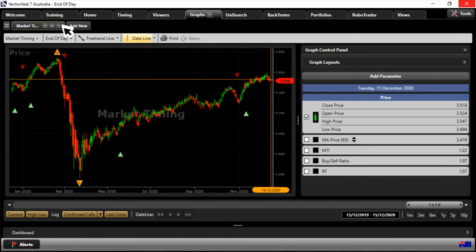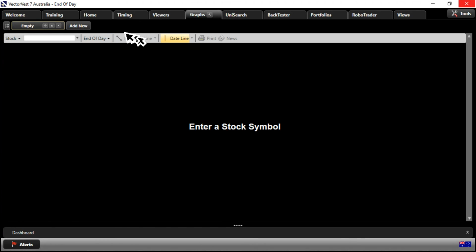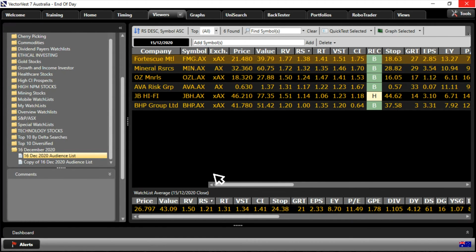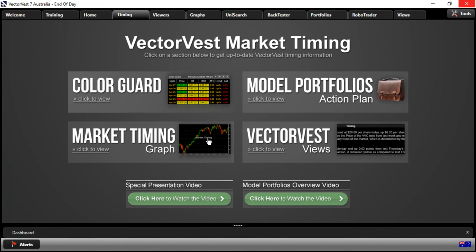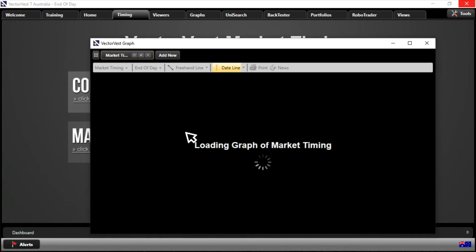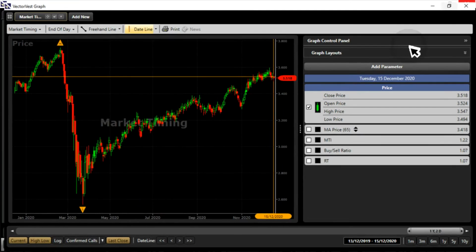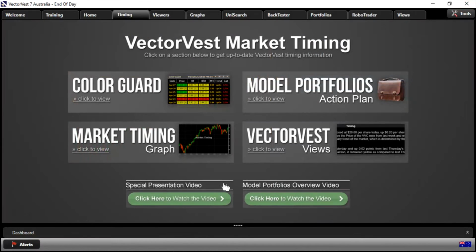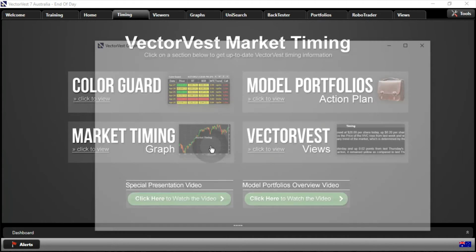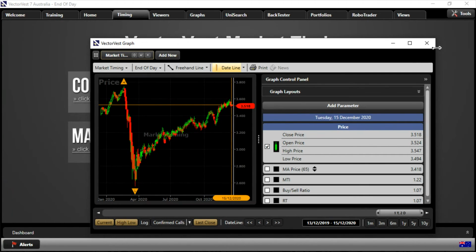Now, there's an easier way. So forget that. Let's say you're in your views and you want to look at market timing. There we are, timing tab. And just click on the market timing graph. So there, market graph. It'll open up in a separate window. There it is again. And you can put on your confirm signals, whichever way you prefer. Both are good ways to do it. This is probably the quickest way. So click on timing, market time graph. There it is.